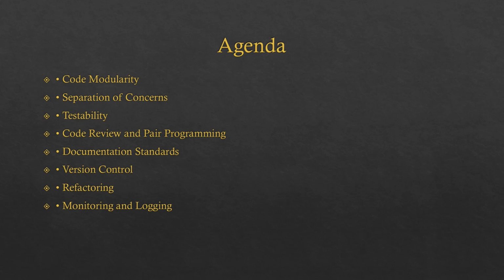Then we will cover documentation standards to ensure our system is well documented for ease of understanding. We will touch on version control as a means to track and manage code evolution. After that, we will look at refactoring, a technique for improving code quality without changing its functionality. Finally, we will wrap up with monitoring and logging, essential tools for tracking system performance and issues.